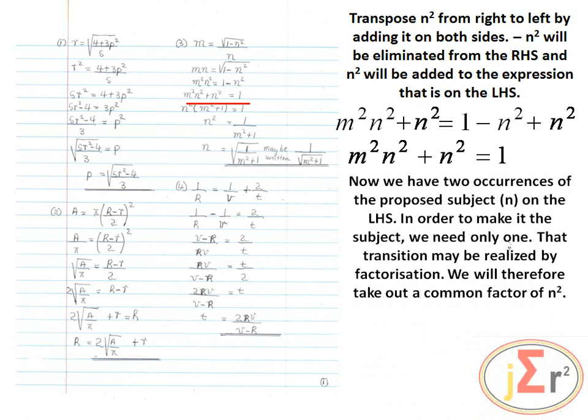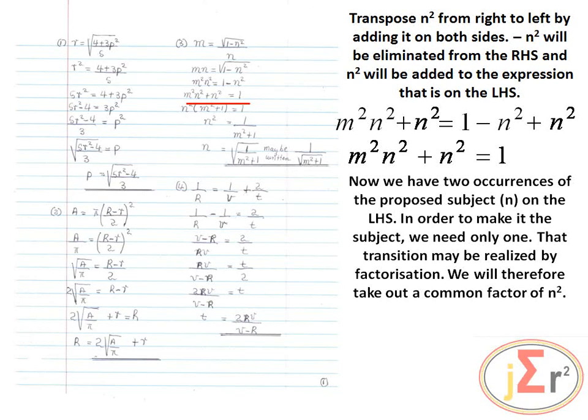Now we have two occurrences of the proposed subject, and we have them right in this expression right here, and we move from here to here, and I am sure that it is not difficult, much more impossible, because all we are doing is taking a common factor of that proposed subject. Now we have two occurrences of the proposed subject n on the left hand side. In order to make it the subject, we need only one. That transition may be realized by factorization.